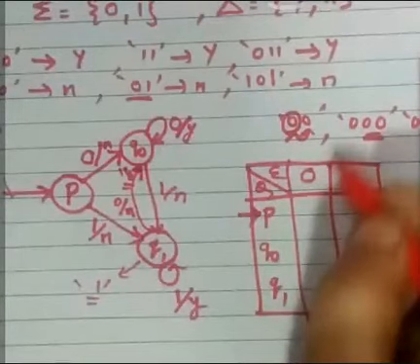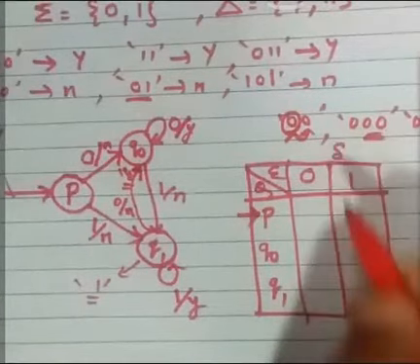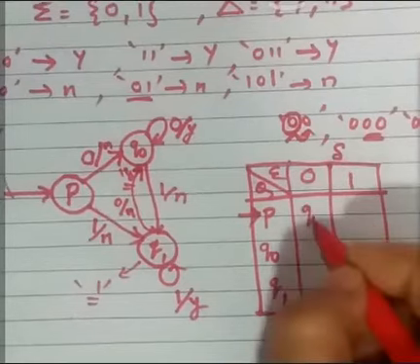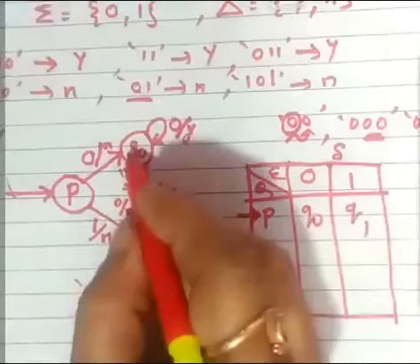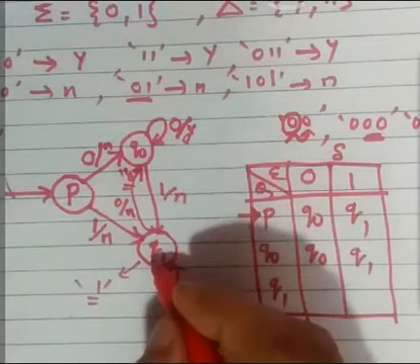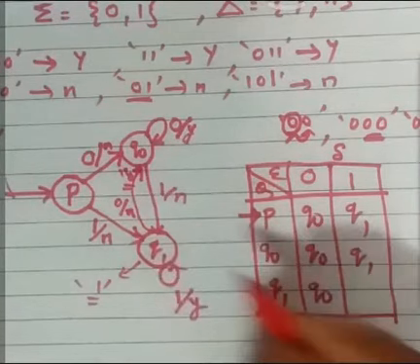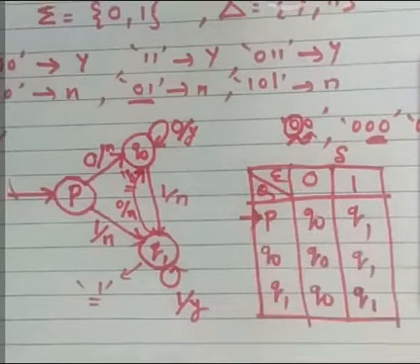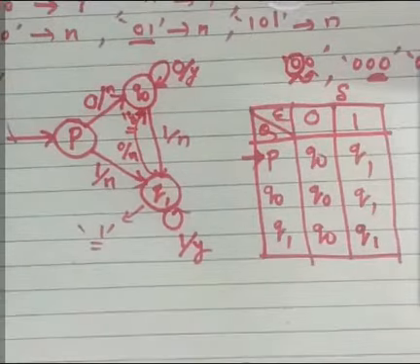P on 0 moves to Q0. P on 1 moves to Q1. Q0 on 0 moves to Q0. Q0 on 1 moves to Q1. Q1 on 0 moves to Q0. And Q1 on 1 moves to itself. So this will be my delta function for the designed Mealy machine.